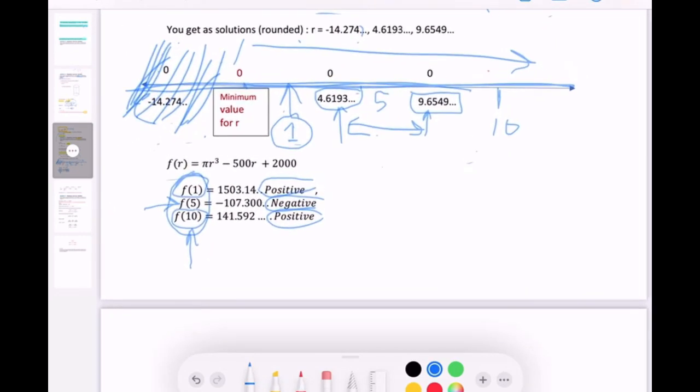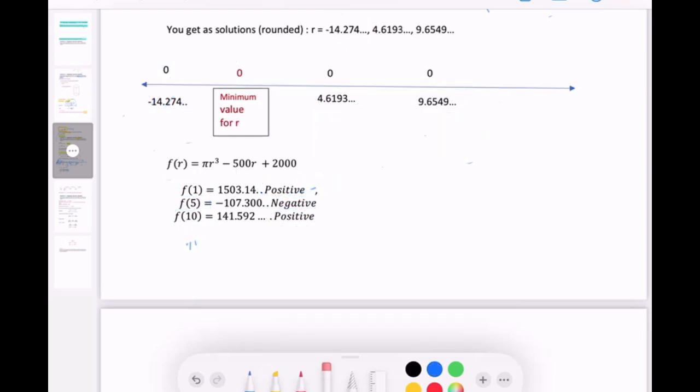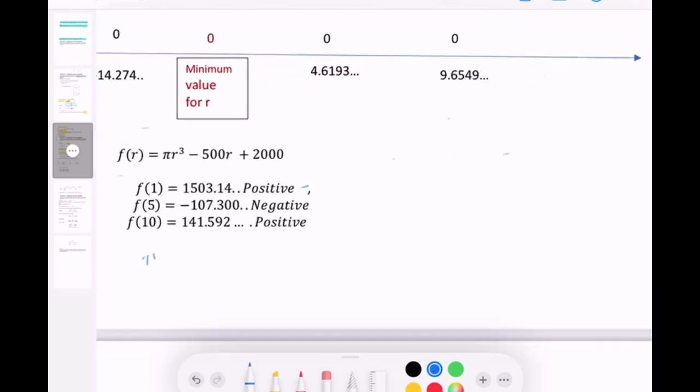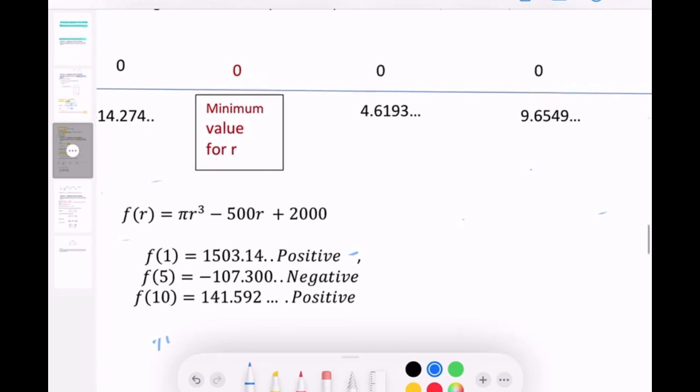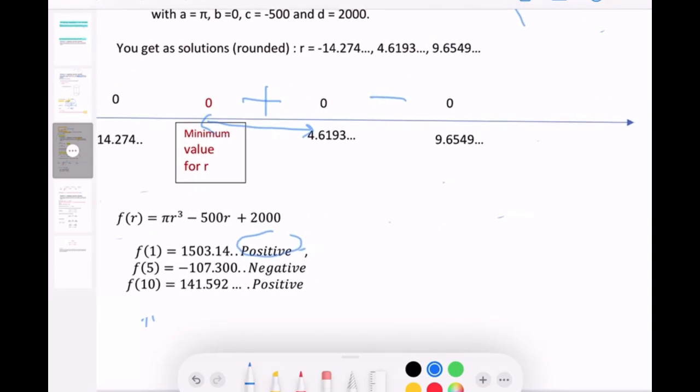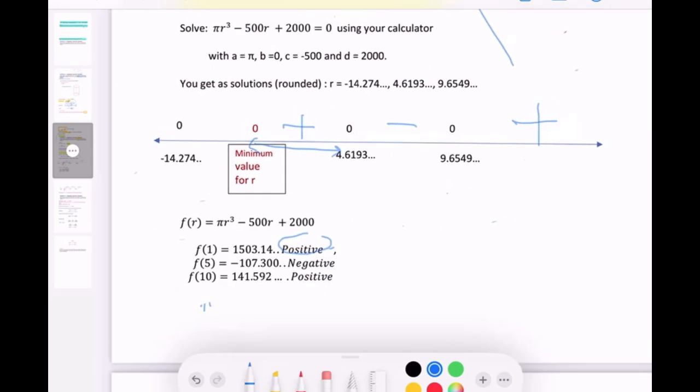So we have the signs. What do we do? You put the signs on the number line. Okay, let me clear this. So what is the sign of f of x? Between 0 and 4.6, we found it positive, so we put positive here, and then negative, and then positive. Okay, this is our sign.